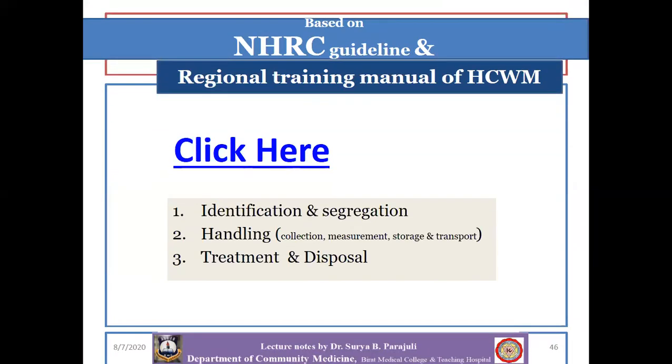We have different guidelines related to healthcare waste management. The first guideline came into action in the year 2002 AD from the Nepal Health Research Council, and they recently revised this healthcare waste management guideline in the year 2014 AD, that means 2071 Bikram Sambat.